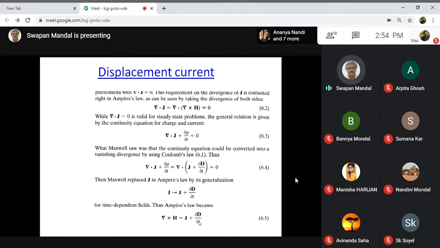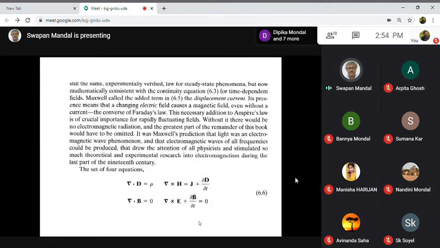So finally, we write the four equations once again. This is the usual Gauss's law, or Coulomb's law: divergence of D equal to rho. This is divergence of B equal to 0, the non-existence of magnetic monopoles. And this is the usual Faraday's law, which remains. However, Ampere's law has been modified by this term, ∂D/∂t. And this is exactly the contribution of Maxwell.